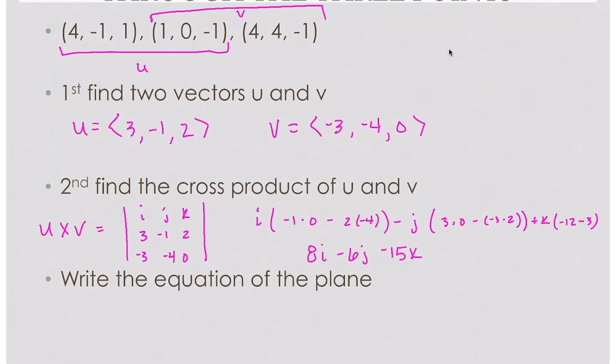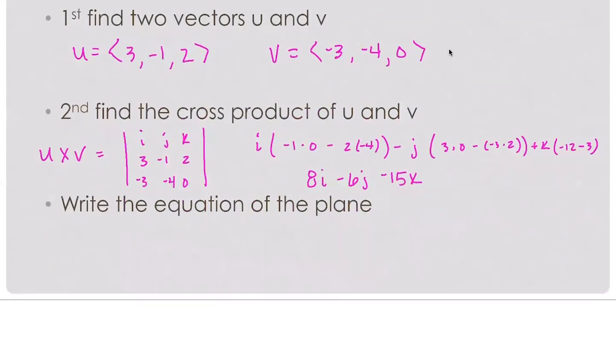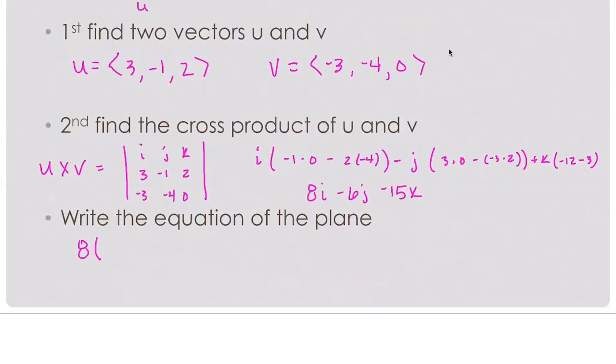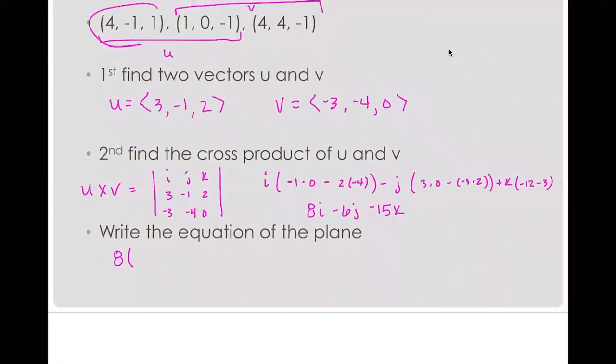So to write the equation of the plane, we're going to take our vector and we're going to take one of our original points, and we're going to use the very first point that's given. So then we would do 8 times x minus 4. Then we would have minus 6, because that's our next component of the vector, times y plus 1. And then we would have minus 15 times z minus 1. And that is equal to 0.